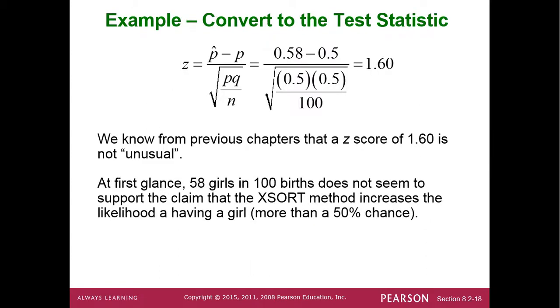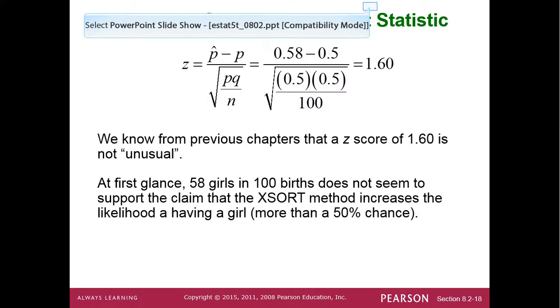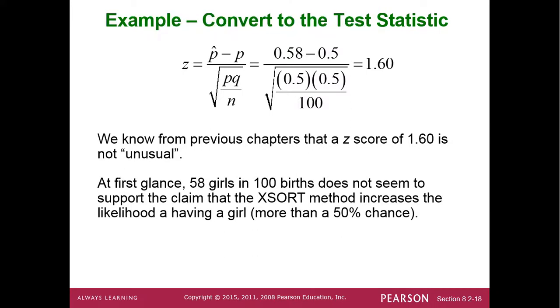When we use software to compute this, or in this particular case doing it by hand, our z-score is 1.6. If you recall from the chapter with the empirical rule and the range rule of thumb, a z-score between -2 and +2 is pretty much common. That's not unusual. So a z-score of 1.6 is not unusual, and it really looks like 58 girls out of 100 births doesn't support the claim that this particular gender selection method really works.